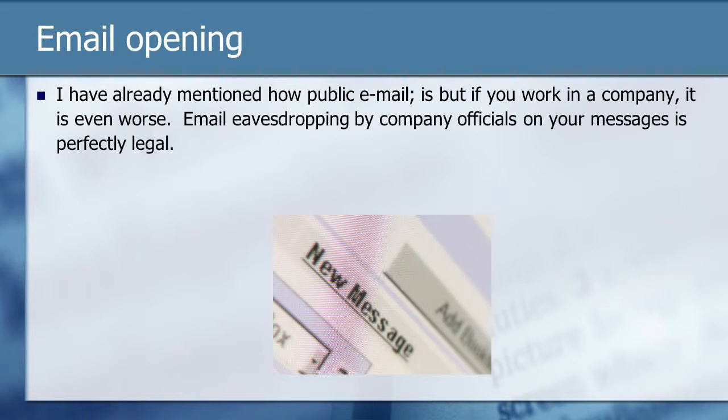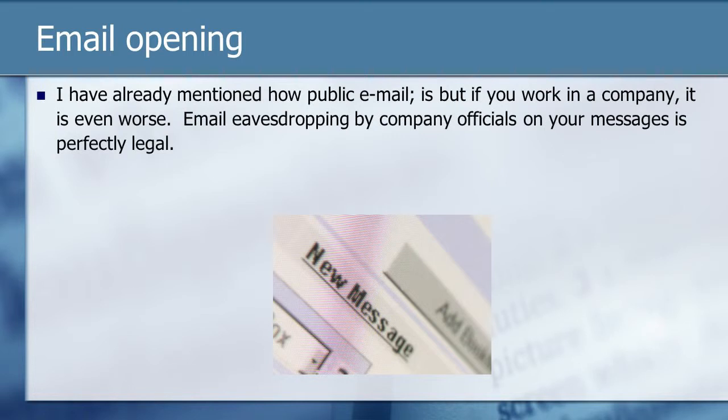I've already talked about how public email is, but one more word of warning. If you work in a company, it's even worse than normal, because email eavesdropping by company officials on your messages is perfectly legal. Now, most companies will say, no, we never would do that. But courts have looked at it and said, well, really the email system is the company's property. And so some of the rulings that have come down have indicated that the messages are theirs to look at as well. So most companies not only do it, but will try and conceal that fact from employees. You can almost be guaranteed that if there was some legal proceeding or some issue with regards to you, your email would be opened fairly quickly.